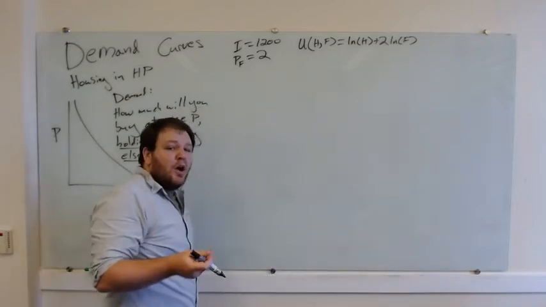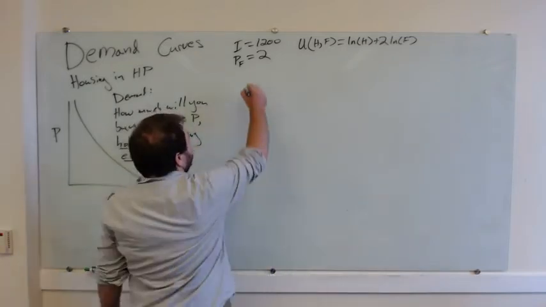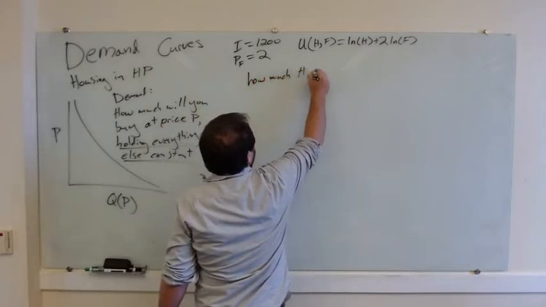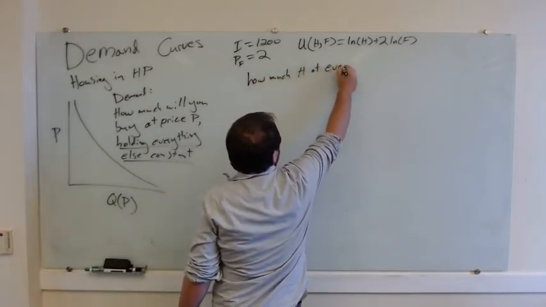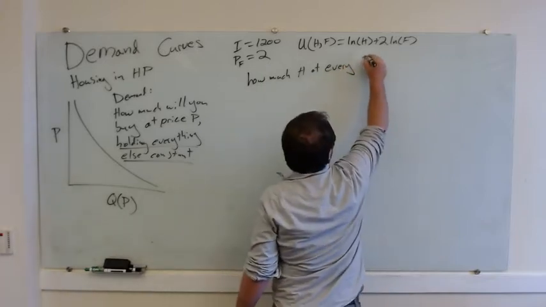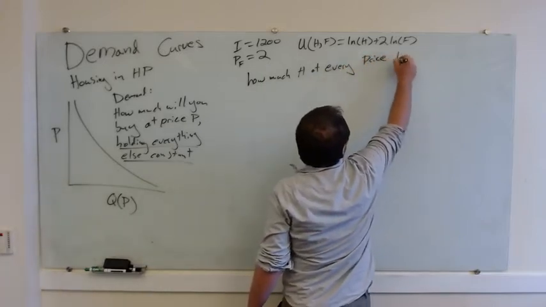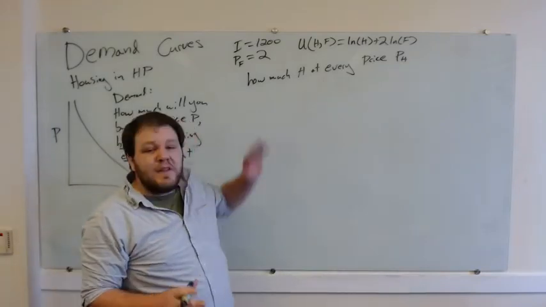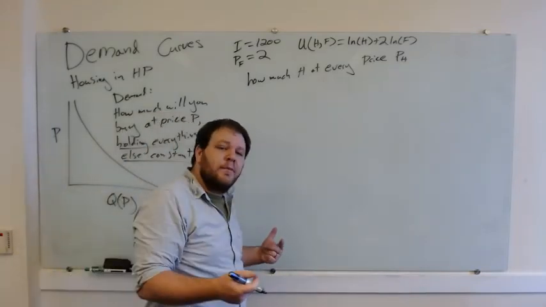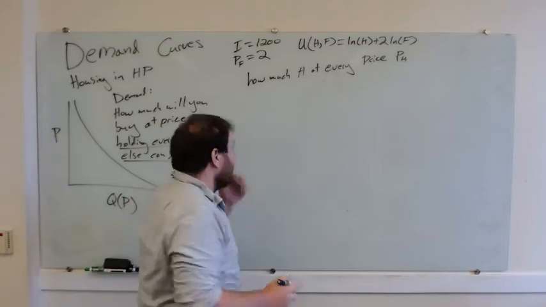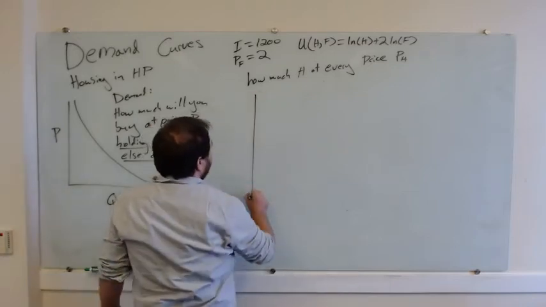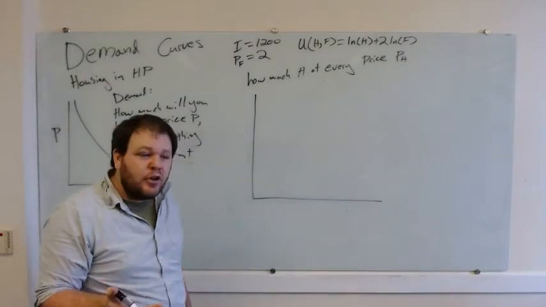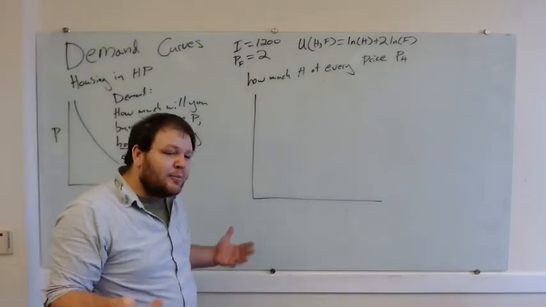And what we want to know is how much h at every price pH, right? This makes sense? If we knew this, we would have your demand curve. So one way to go about this is we could say, well, if we picked some value of pH, then we could solve this optimization problem, right?